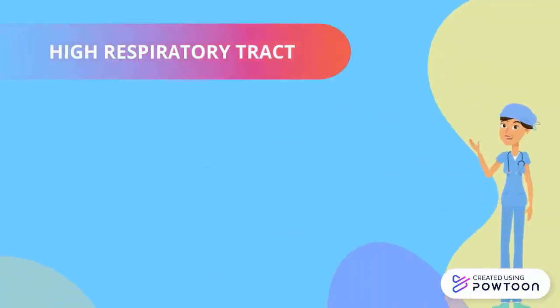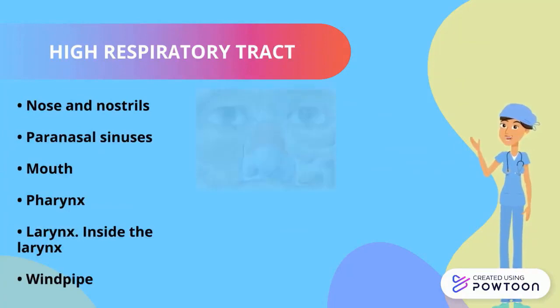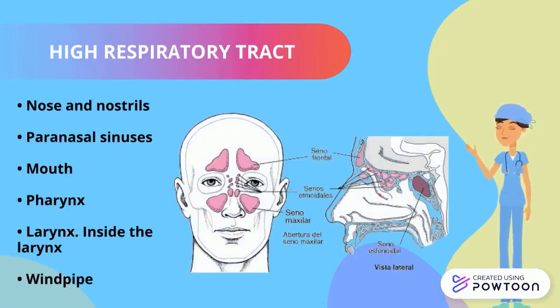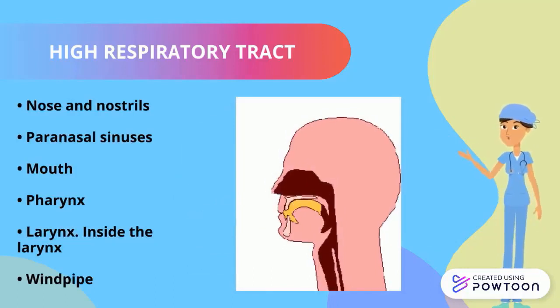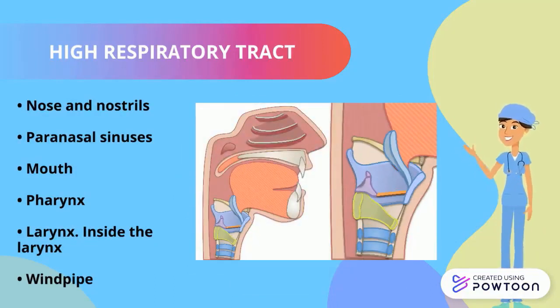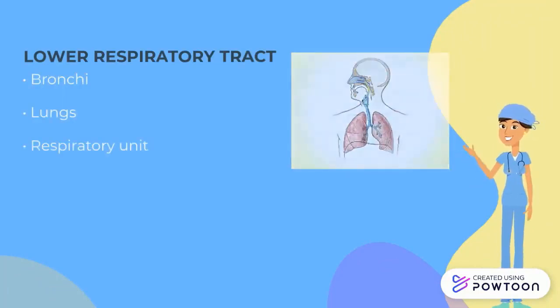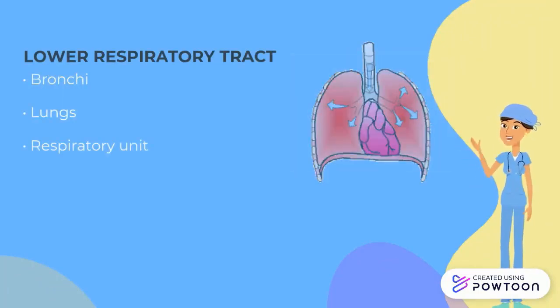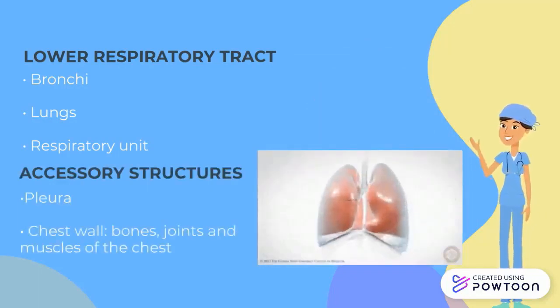Anatomy of the respiratory system. The anatomy of the respiratory tract is divided into the upper respiratory tract, lower respiratory tract and accessory structures. The upper respiratory tract is comprised of the nose and nostrils, paranasal sinuses, mouth, pharynx, larynx, and windpipe. The lower respiratory tract is formed by the bronchi, lungs, and respiratory unit, and the accessory structures are formed by the pleura, chest wall, bones, joints and muscles of the chest.